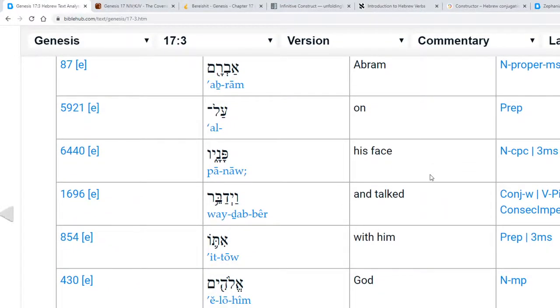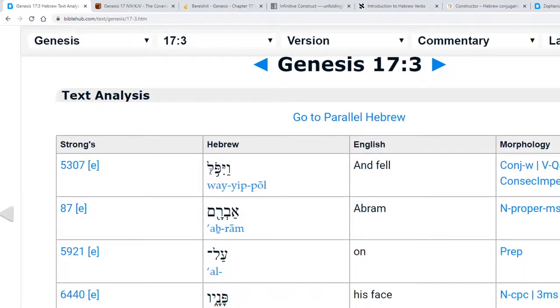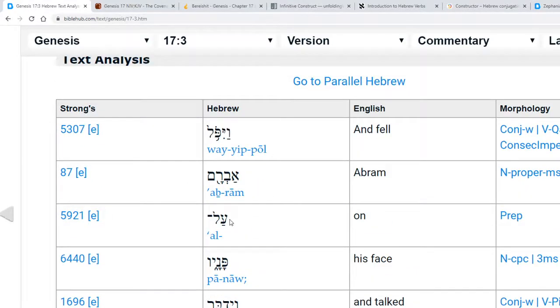Vayipol Avram al panav vaydaber ito Elohim le'emor. Okay, so the root here I would say is nun pe lamed, which means to fall. So conjunctive of yipol. They're saying consecutive imperfect, which I will agree with, of the kal, the simple, to fall. So the vav is flipping it from the imperfect to the perfect, turning it from the future to the past tense. And Abraham fell al panav. So this is the preposition with the ayin, not aleph. This is a very common way to fall on your face. It doesn't mean exactly what it means in English. It means to bow down.